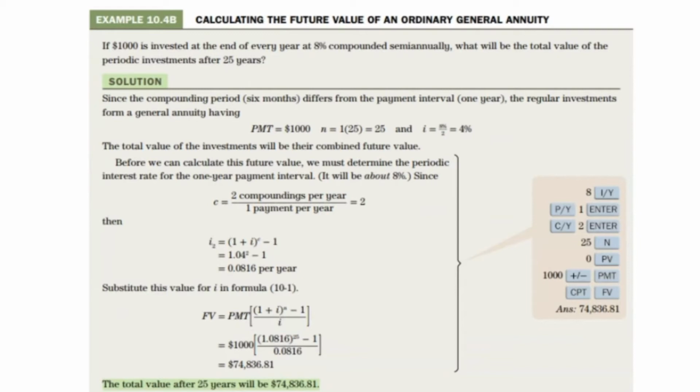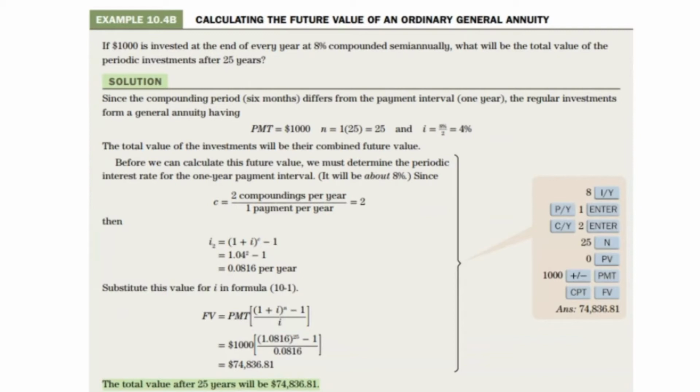the amount of money that you put in, I'll call it the payment, is every year. So this is a general annuity. So we need to calculate the value of C. C is 2 compounds a year divided by 1 payment a year, which gives a value of C of 2.